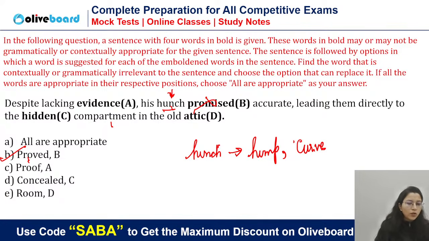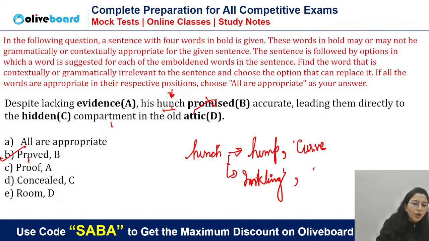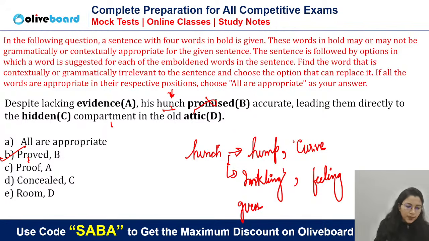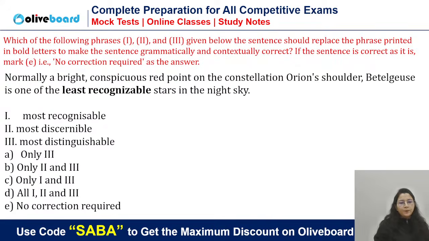Very good. Inkling. Now tell me the meaning of inkling, Arshad. Very good. Hunch means inkling also. Now, inkling basically we call our feeling, intuition. So inkling we call feeling, intuition. Guess you can say that is also hunch. So, despite lacking evidence, his guess proved accurate, leading him directly to the hidden compartment in the old attic. So inkling, feeling, guess, all these are the synonyms of the word hunch. Chalo, sixth sense. Intuition we call it. Next.